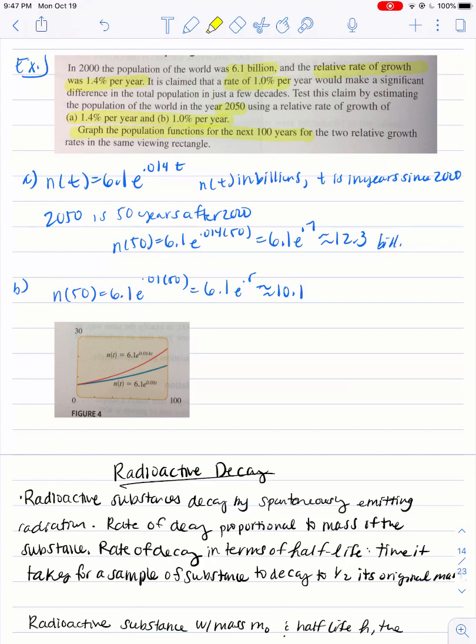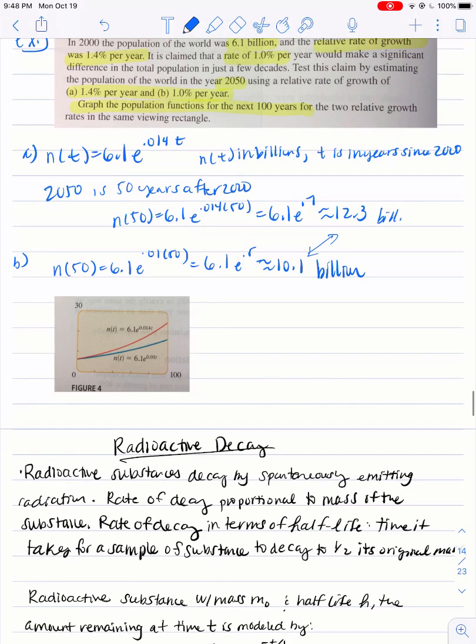With 1%, that's 0.01 in decimal. So N of 50, using the same time, is 6.1 e to the 0.01 times 50, which is 6.1 e to the 0.5, approximately 10.1 billion. So there's a pretty significant difference here of about 2 billion. When we graph them, you can see that the one with 0.014 is a little bit steeper than the other graph, but not by too much.